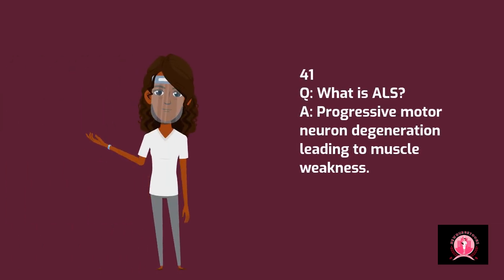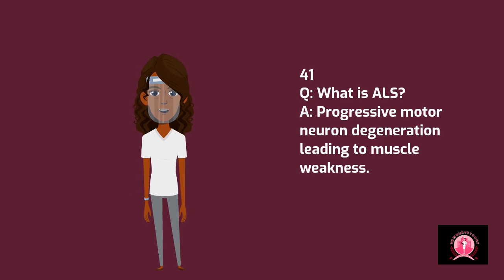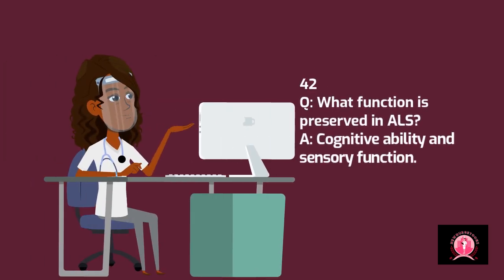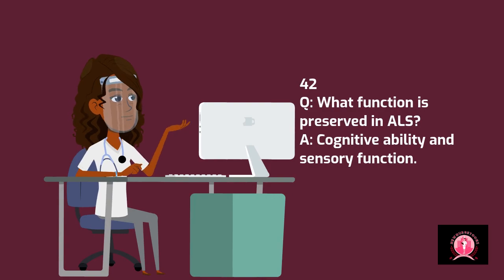41Q. What is ALS? A. Progressive motor neuron degeneration leading to muscle weakness. 42Q. What function is preserved in ALS? A. Cognitive ability and sensory function.